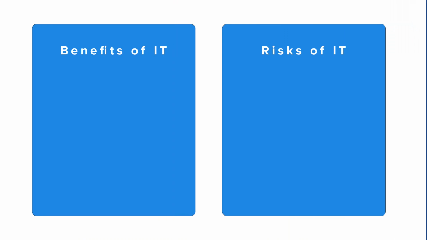Now, some of the benefits of IT, first of all, are consistency. Computers are not subject to random errors, whereas humans are, because humans have feelings.